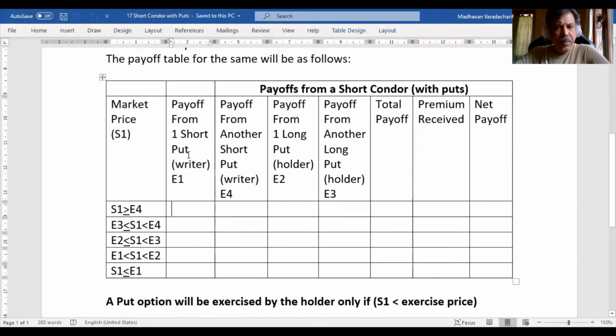Here it is a short put. That means, for this put option, I am not the holder, I am only the writer. Somebody else has to decide. It's a put option. Market price is larger than the largest exercise price. That means he won't exercise this option. Market price is larger than E3, which means it will be larger than E1 also. He won't exercise.